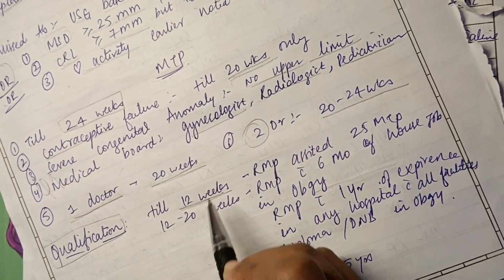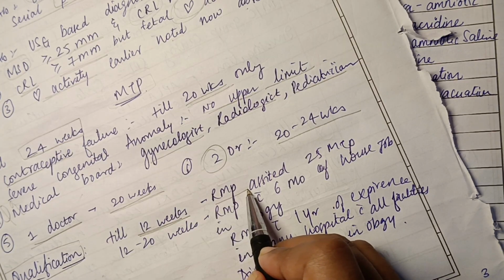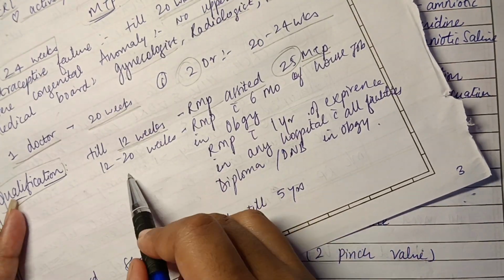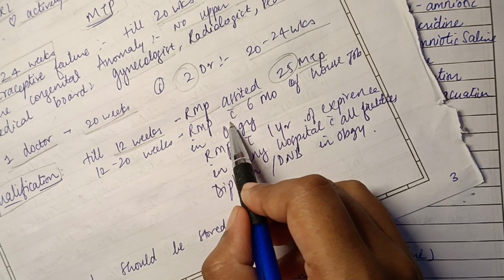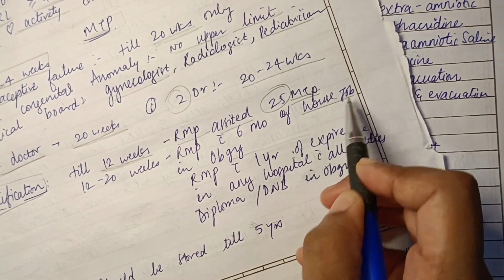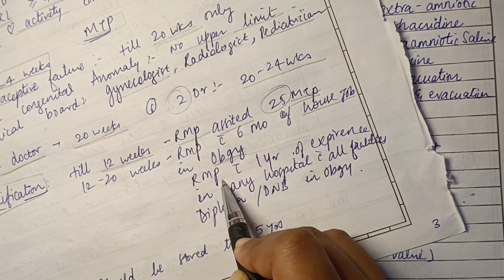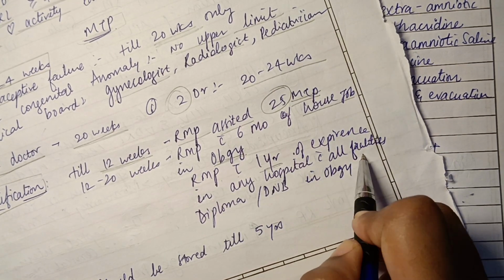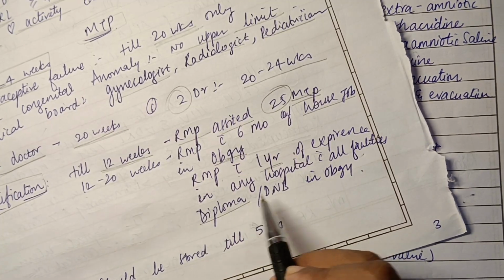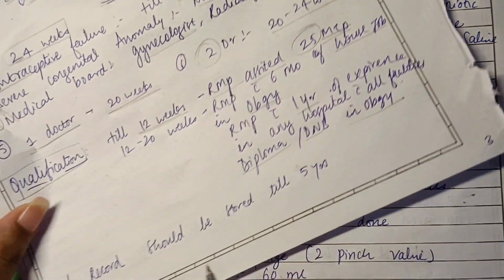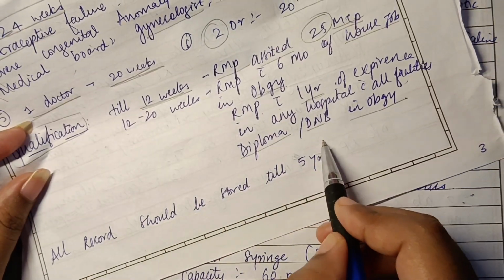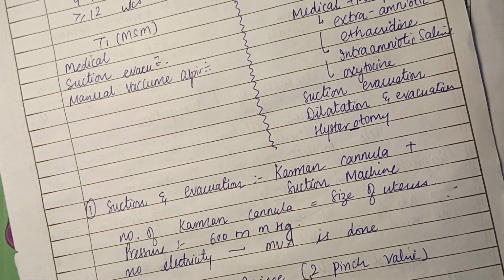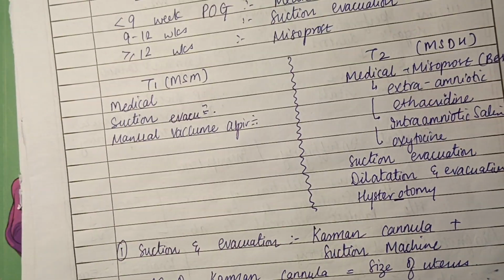Now, what will be the qualification of the doctor? Till 12 weeks, any registered medical practitioner assisted 25 MTPs. For 12 to 20 weeks, an RMP with 6 months of house job in OBGY, or a registered medical practitioner with 1 year of experience in any hospital with all facilities, or diploma and DNB in OBGY. All the MTP records will be stored for 5 years. Now, what are the methods? How will you do MTP?